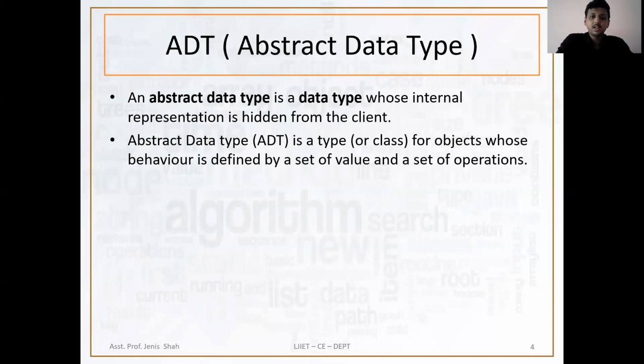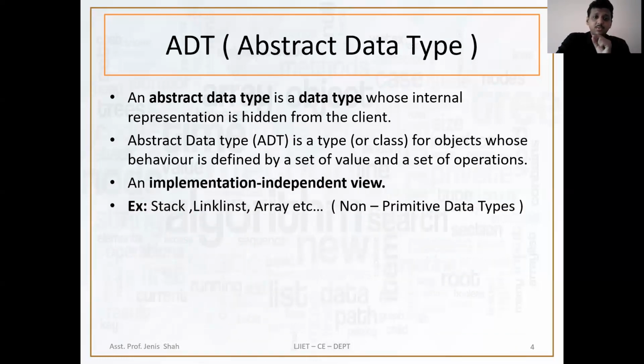An abstract data type is a type for objects whose behavior is defined by a set of values and a set of operations. There are many values and operations on a particular data type, but you don't know about them in detail. It is an implementation-independent view, like stack, linked list, array, each and everything. So what do I want to say? We cannot understand the internals of the abstract.